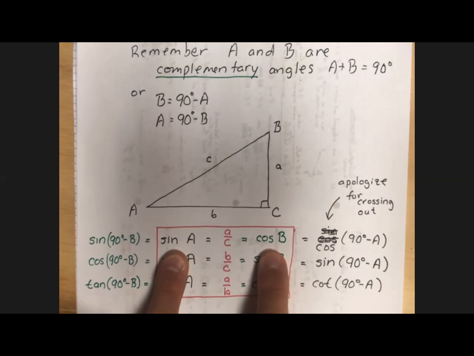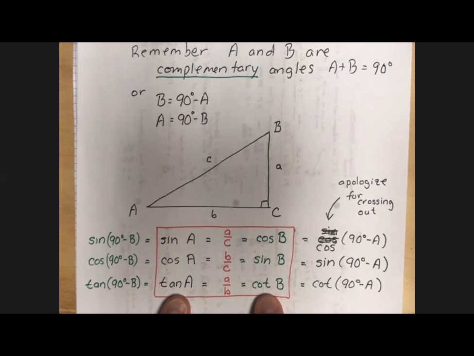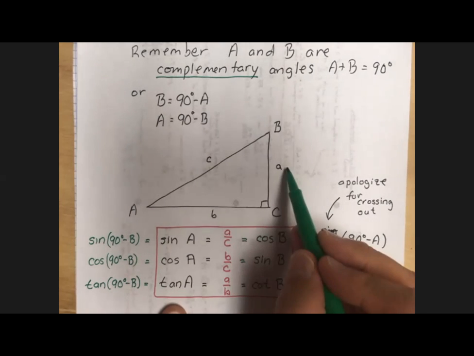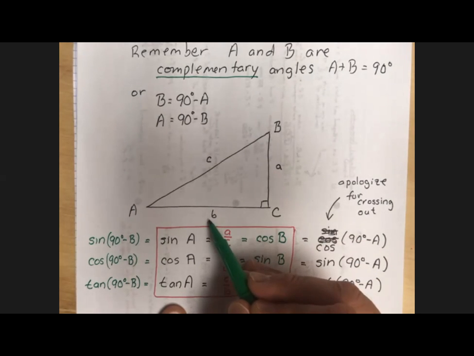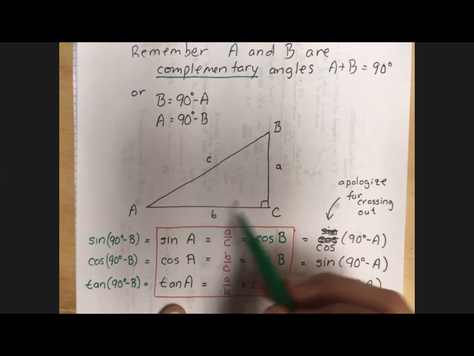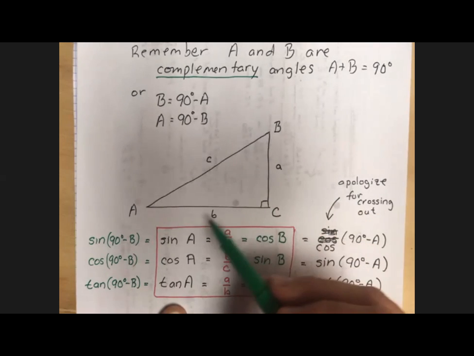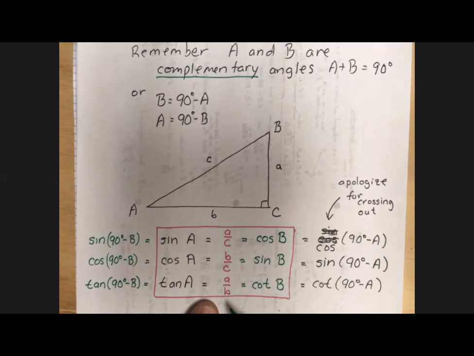So that means in any right triangle, the cosine of A and the sine of B are always equal to each other. Cosine of A and sine of B are equal. Sine of A and cosine of B are equal. Tangent of A and cotangent of B are always equal. The tangent of A is the opposite side over the adjacent side. But the cotangent of B is the adjacent side over the opposite side. They're both A over B.